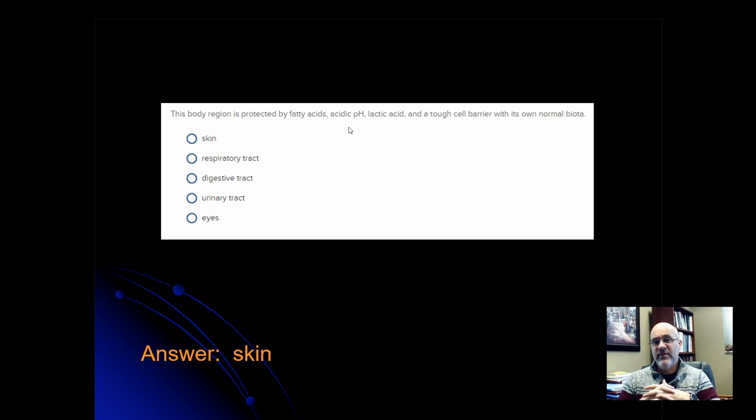But just remember, the inner lining of the stomach, yes, does have an acidic pH, but the vast majority of your digestive tract has a normal pH. It's just the stomach that has that. So these are all characteristics of the skin, is your correct answer there. Like those fatty acids, for example, are coming from your skin oil or your sebum.